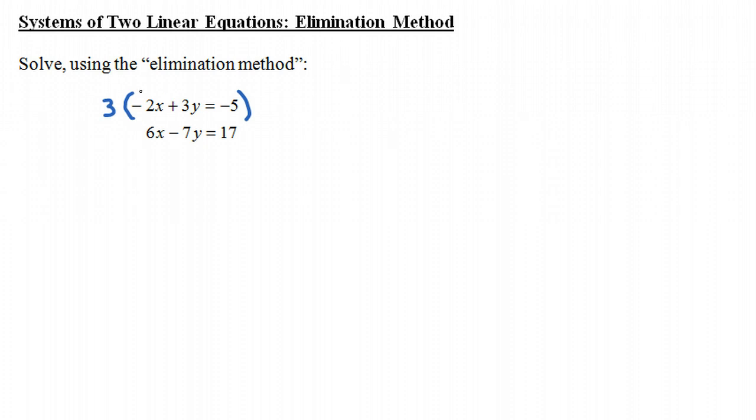Well, if the left-hand side of this equation is equal to the right-hand side, shouldn't 3 times the left-hand side also equal 3 times the right-hand side? Yeah, that's certainly true. If these two things are equal to each other, left and right side, 3 times the left side should equal 3 times the right side. Now 3 times the left side, multiply each of these terms by 3, we would get minus 6x plus 9y. Okay, and on the right side we would get negative 15.